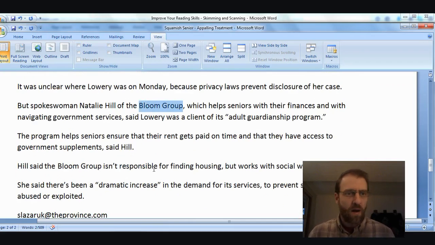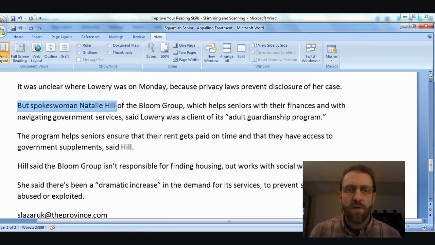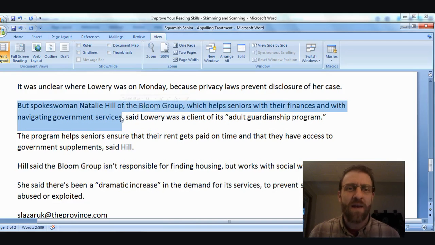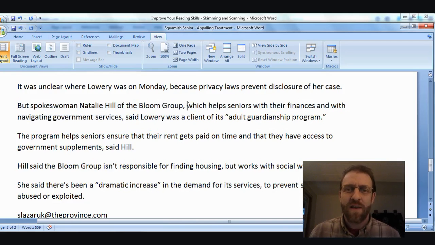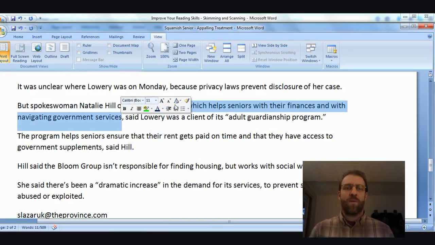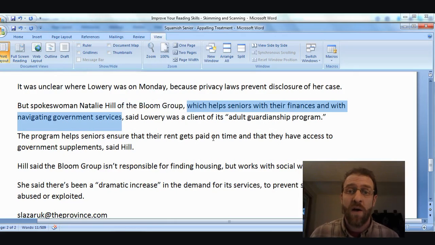Bloom Group. Okay, so I'll read the sentence now and find the information we need. But the spokeswoman, Natalie Hill of the Bloom Group, which helps seniors with their finances and with navigating government services. So this is the answer. Which helps seniors with their finances and with navigating government services. We found the information we needed by looking for the word Bloom.